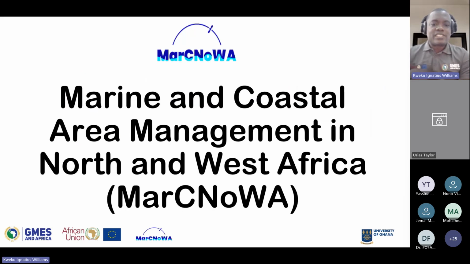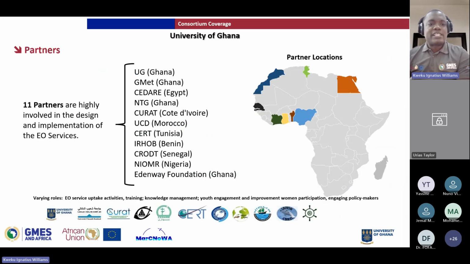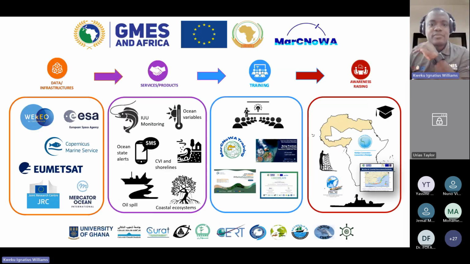Now, what is the Marine and Coastal Area Management Project for North and West Africa? Like I already said, we have a consortium of 18 countries, and the focus mainly is looking at fisheries, marine meteorology, coastal ecosystem monitoring, and oil spill assessment. We have 10 partners, including the University of Ghana, making 11 distributed across the region. And this partnership is hoping to promote the uptake of EO activities, training, knowledge management, and so on.